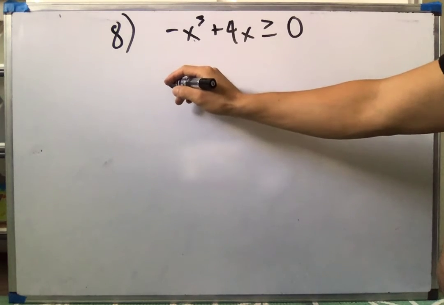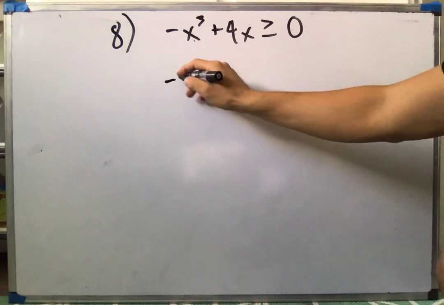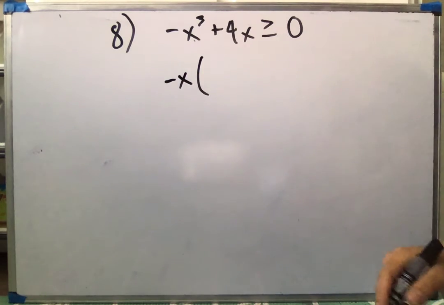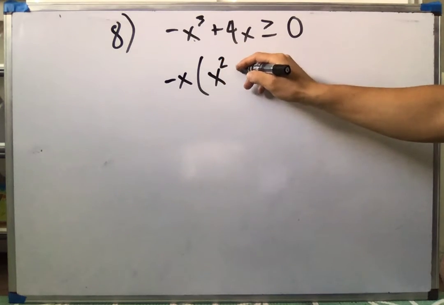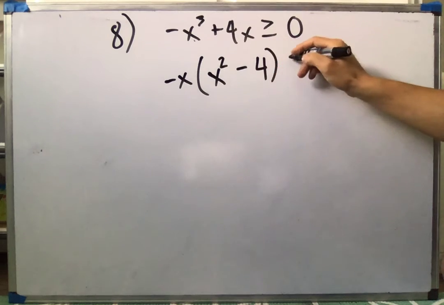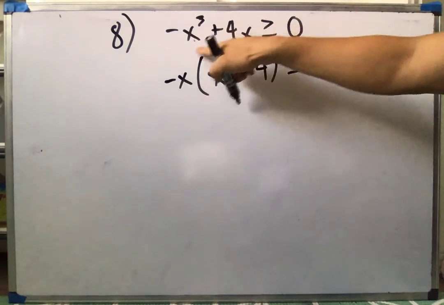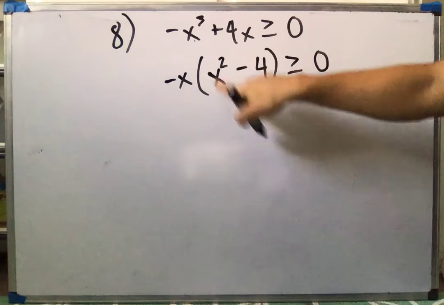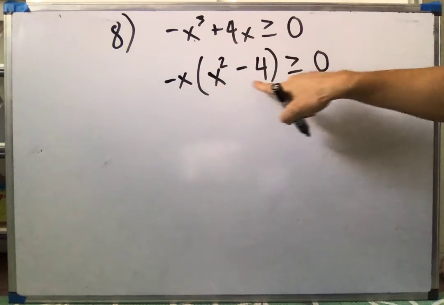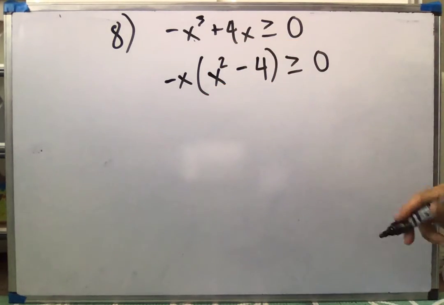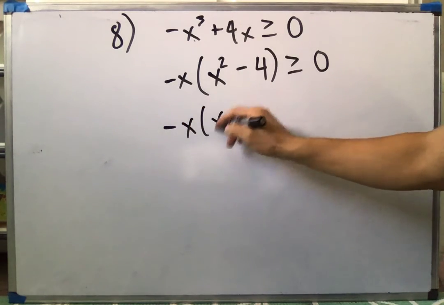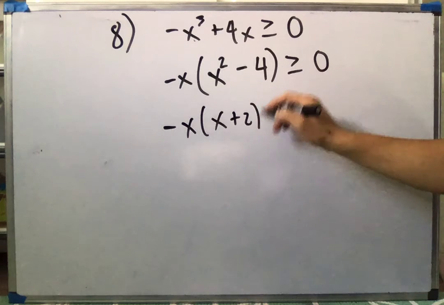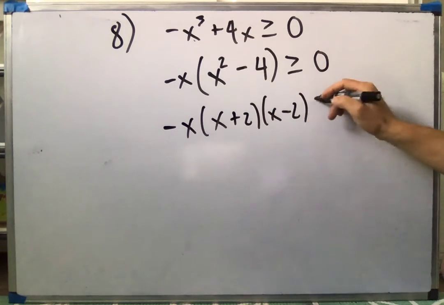So let's see. It looks like I can factor out an x, in fact a negative x here. And what that's going to leave me with is x squared minus 4. I just factored out a negative x. Negative x times x squared is negative x cubed. Negative x times negative 4 is positive 4x. This is a difference of squares though, so that's negative x, x plus 2, and x minus 2, greater than or equal to 0.